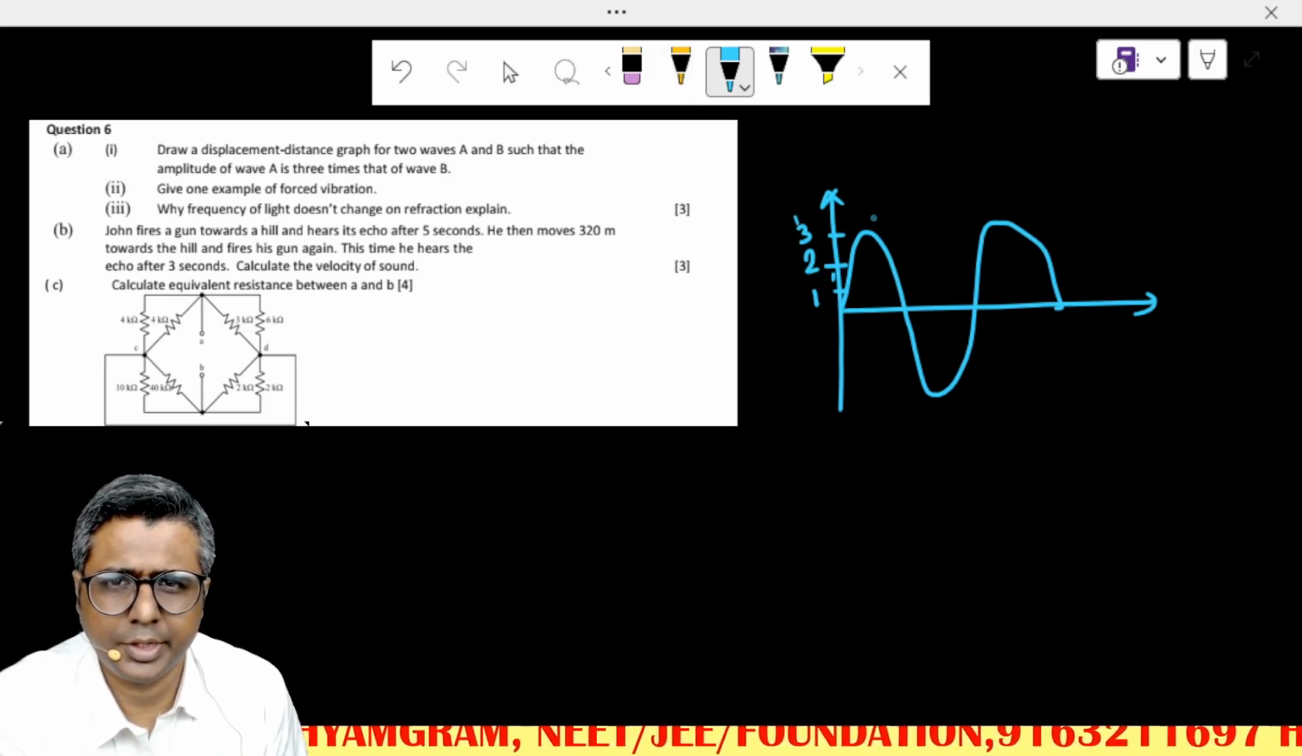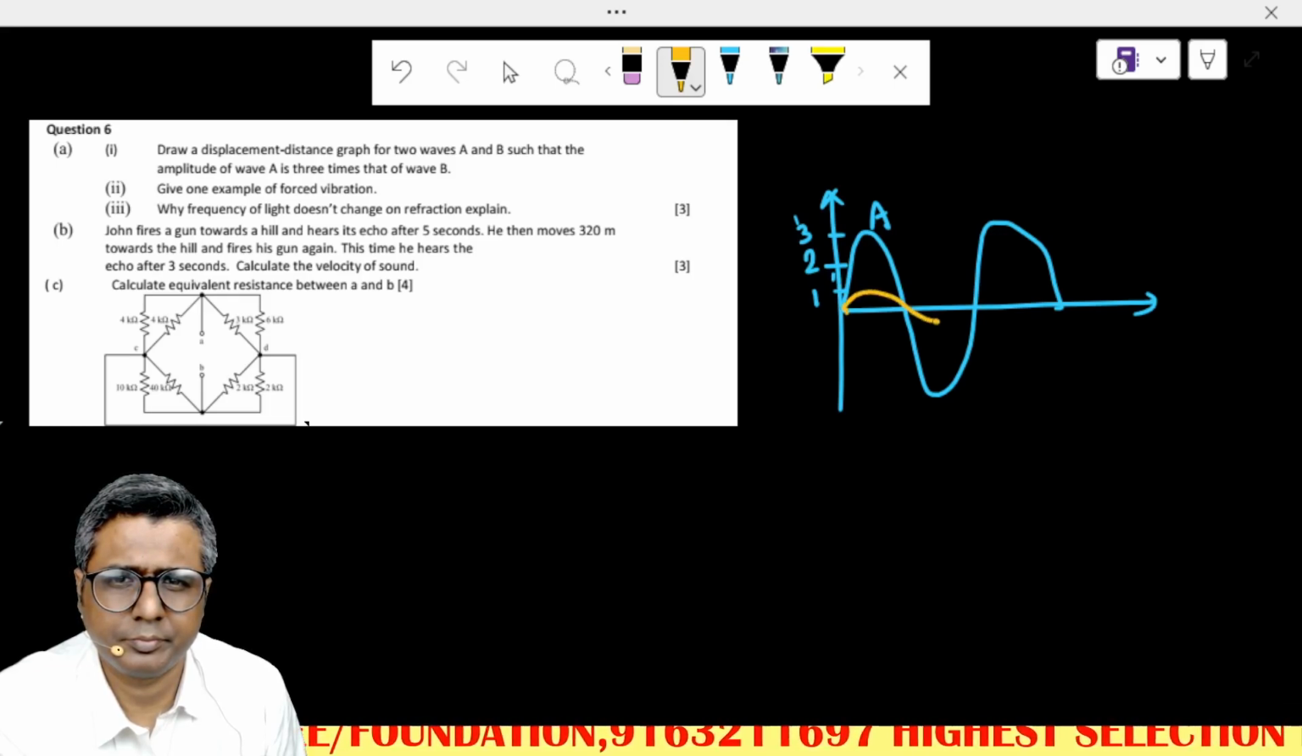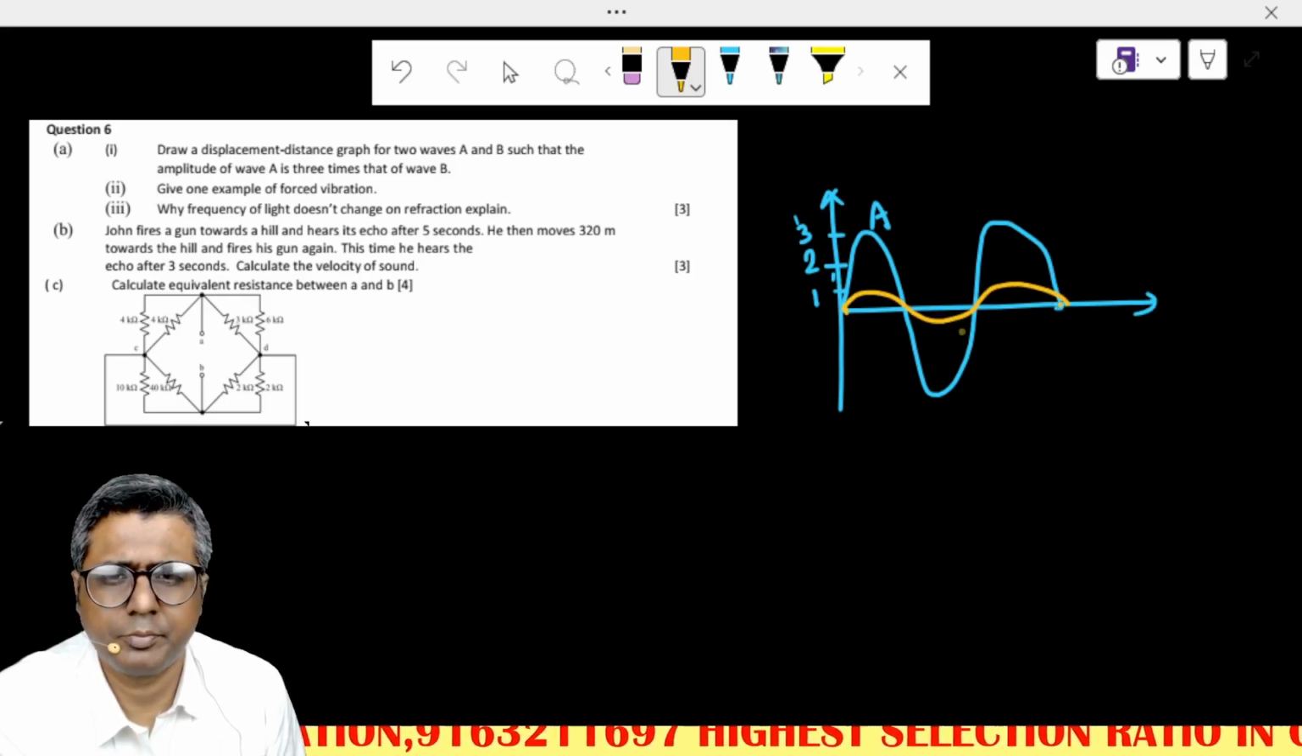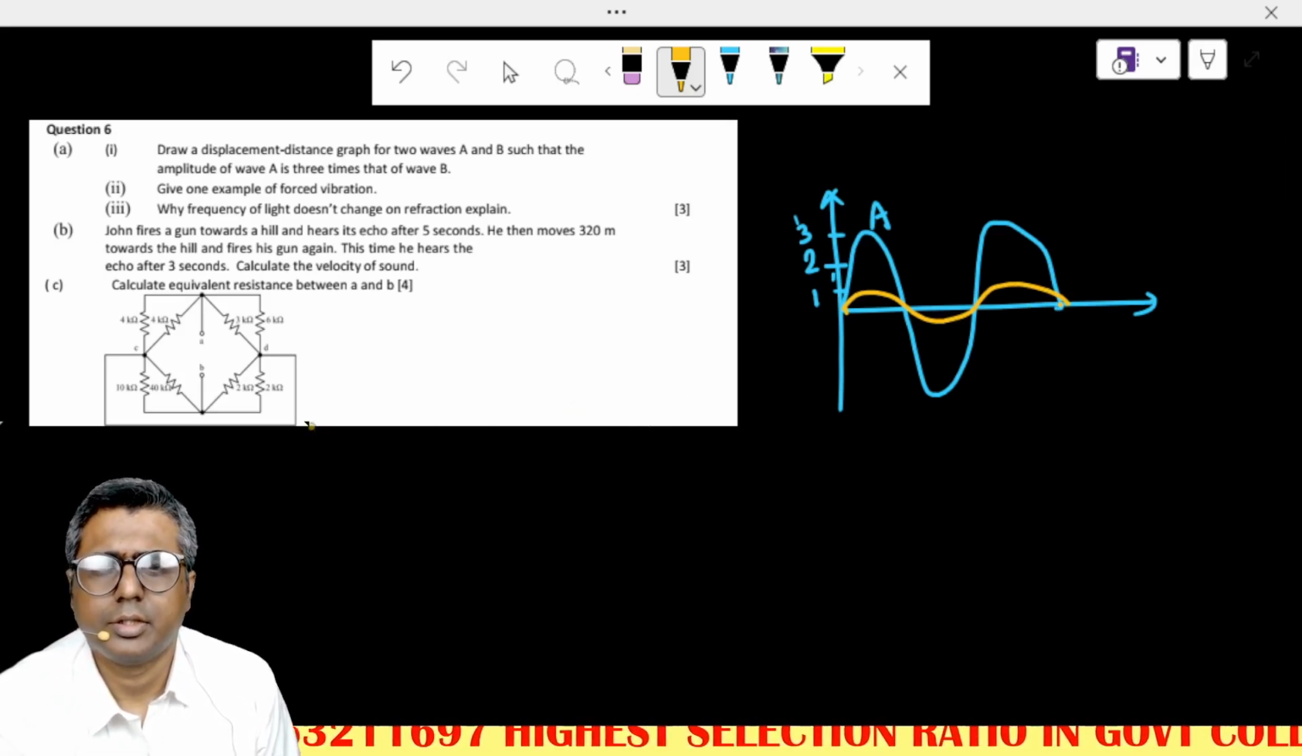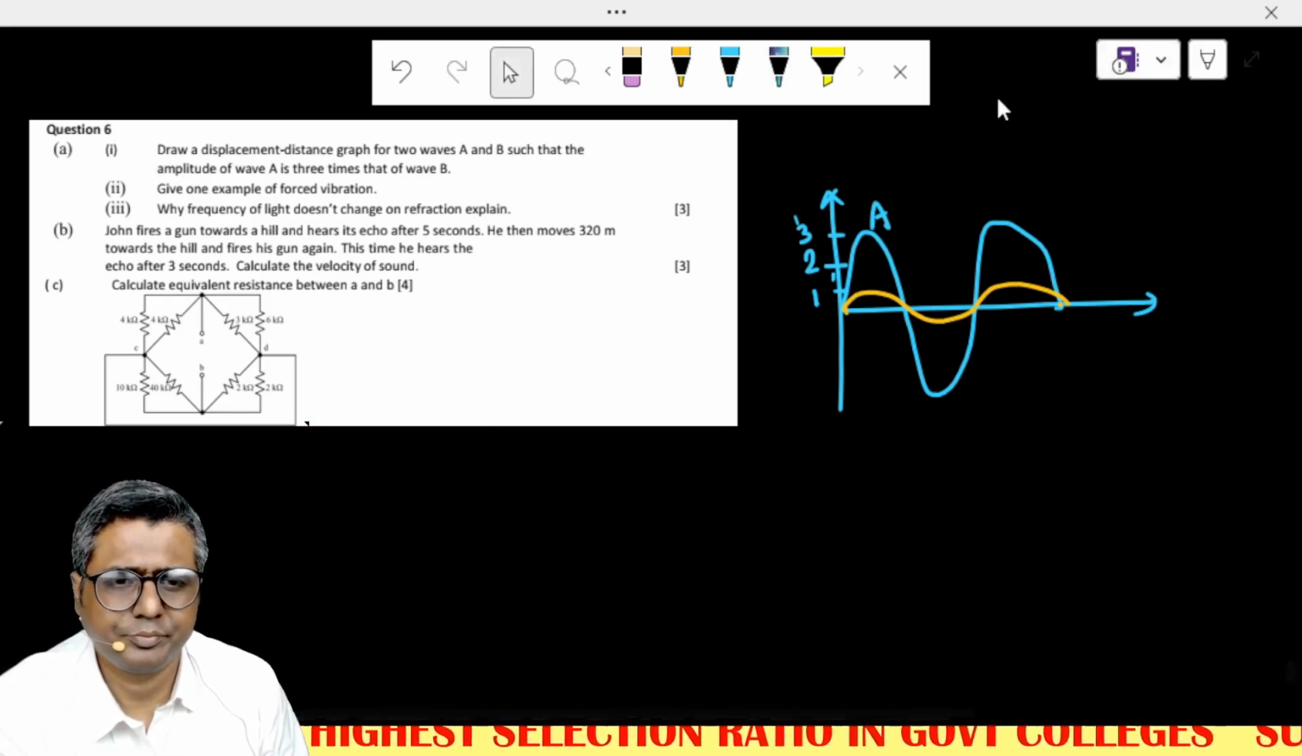So this is A and I'm drawing B now. In a proper way you have to draw this. So this is a simple one.